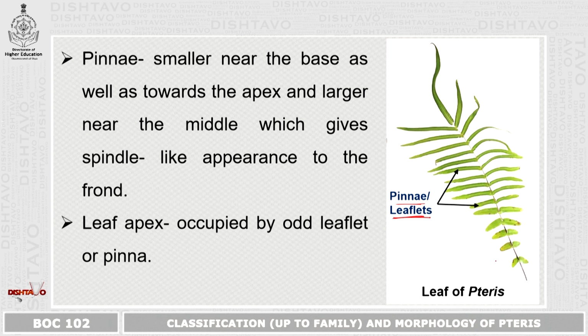Here you can see this is the base of the leaf and this is the apex of the leaf. So you can see these pinnae, that is leaflets, are smaller near the base as well as towards the apex, and they are larger towards the middle, which gives a spindle-like appearance to the frond. The leaf apex is occupied by an odd leaflet or pinna, that is this leaflet. You can see here all the leaflets are in pairs except the leaflet which is at the apex.